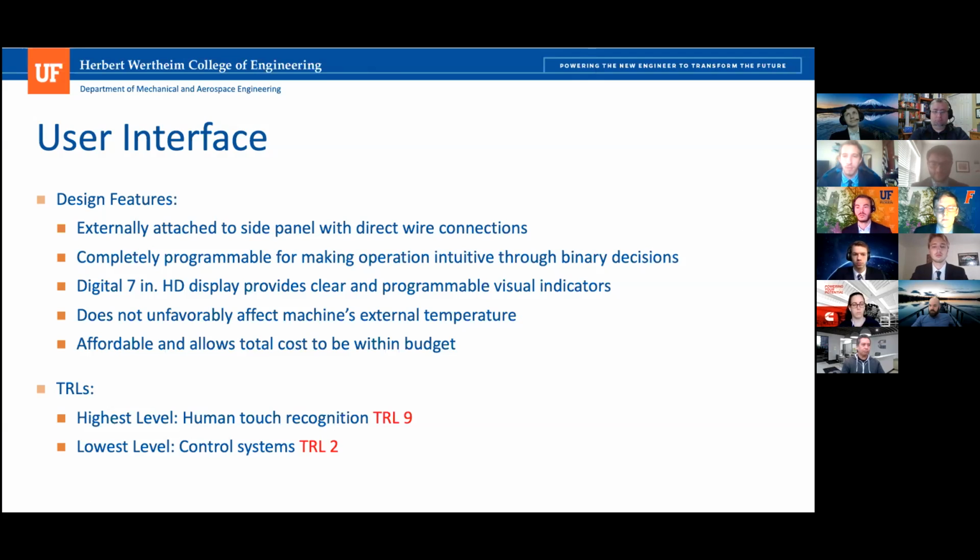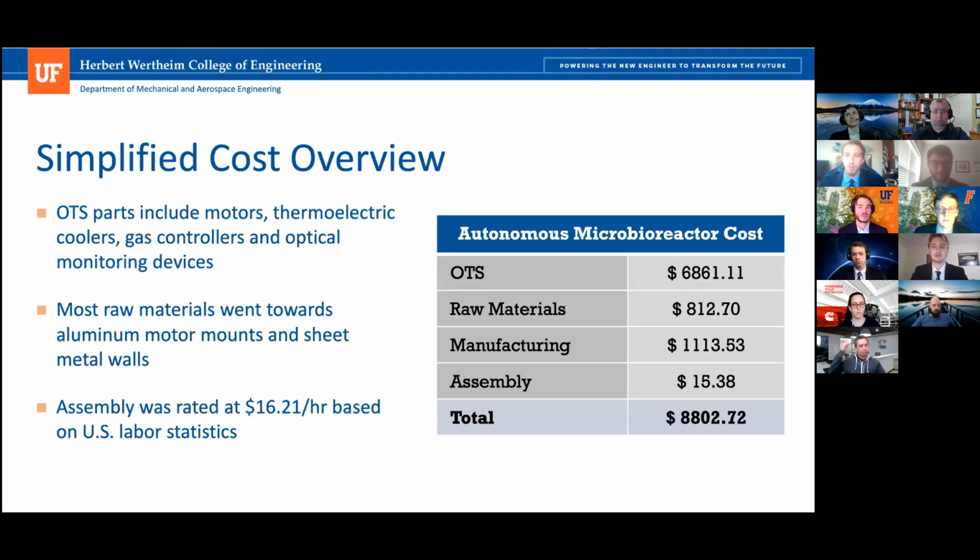We'll now move on to the cost analysis. So as you can see, the cost analysis was subdivided into off-the-shelf parts and raw materials, manufacturing costs, and assembly time costs. I'll start with OTS parts, which was the bulk of the budget. OTS parts include motors, thermoelectric coolers, gas controllers, optical monitoring devices, and the drivers and controllers for all that took up a majority of the price. And then I'll move on to Matt to take care of the rest of the cost analysis, please.